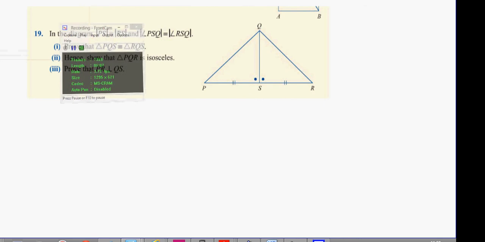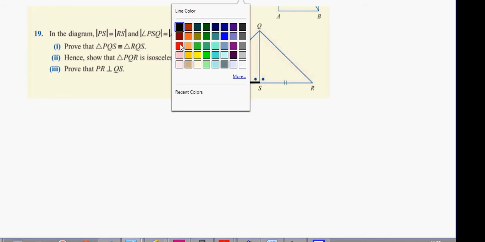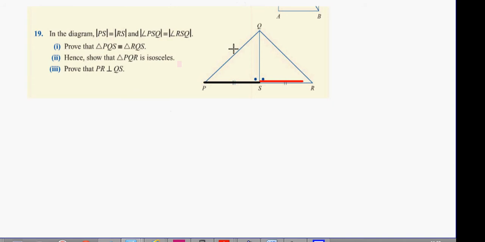This one here. What we can say is that this line here, PS, is the same thing as this line here, SR. Then we can say that this angle here is equal to this one here because it's marked off. And then we have a side that's common to both of them, this one here. So we can do an SAS. It says prove that these two triangles are equal to each other, hence prove they're congruent.